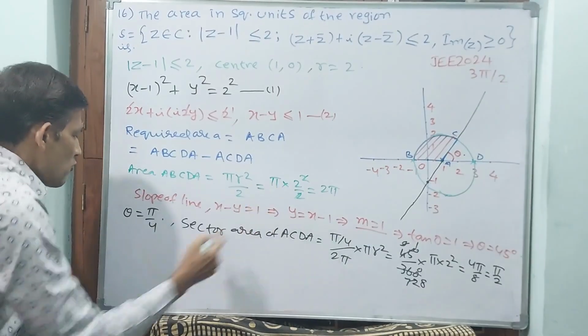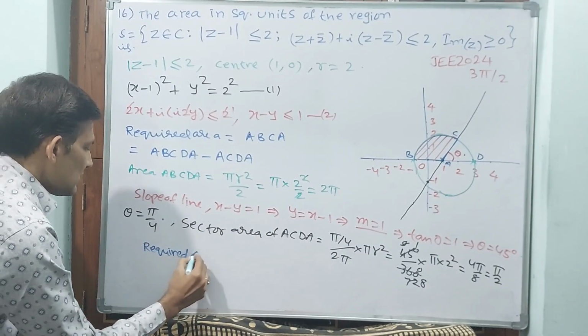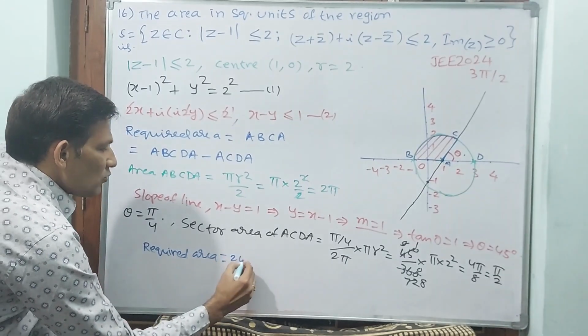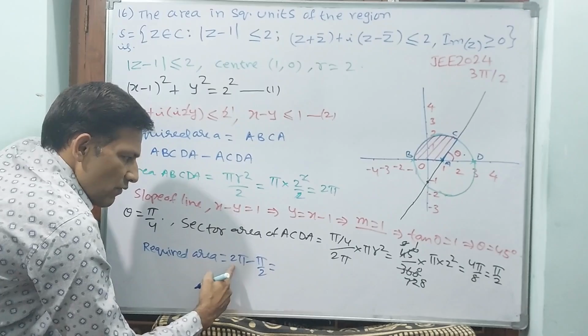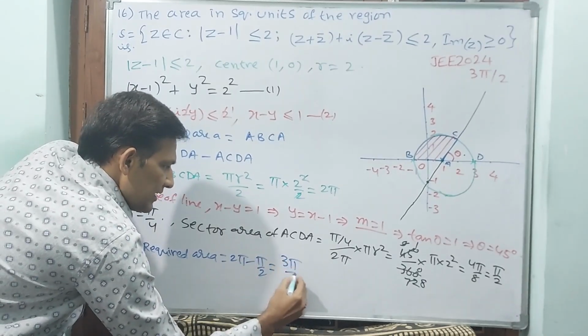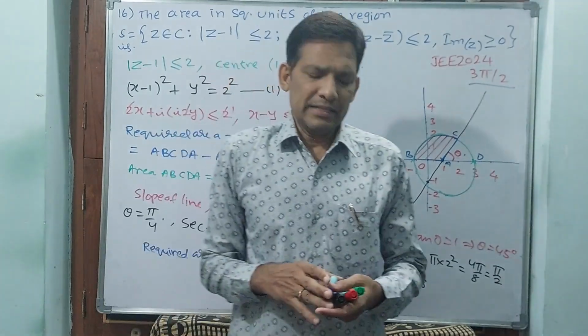Now you subtract from 2 pi. Required area is equal to 2 pi minus pi by 2. Okay, 4 pi minus pi, 3 pi by 2. 3 pi by 2 will be your answer.